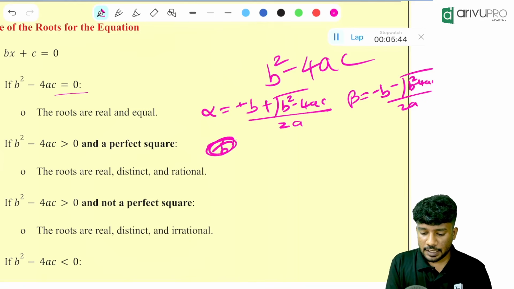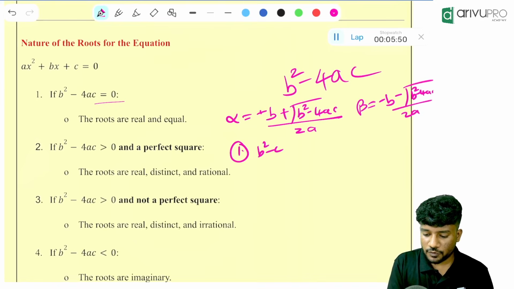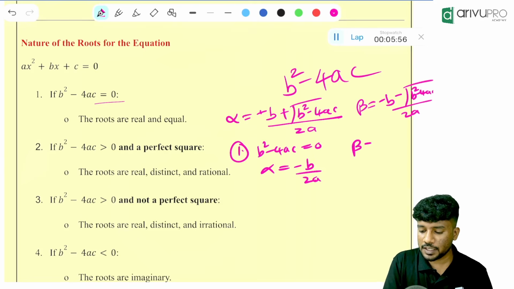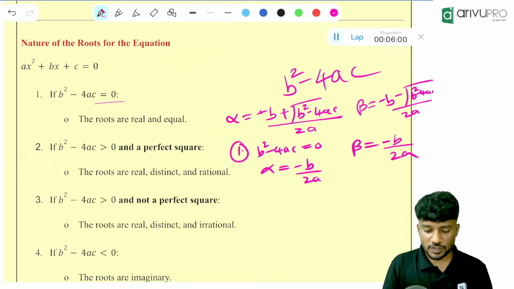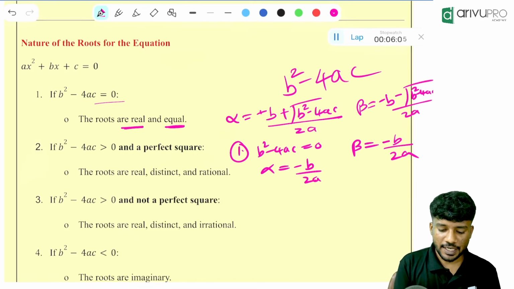I'll write the first case over here. First case, b square minus 4ac is equal to 0. That means alpha is equal to minus b divided by 2a. Can anyone tell me beta is equal to how much then? Minus b divided by 2a. What did you understand from that? The roots are equal and they are real. Make a note of it, people.